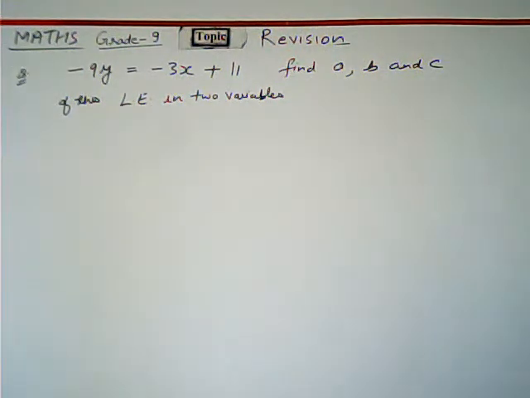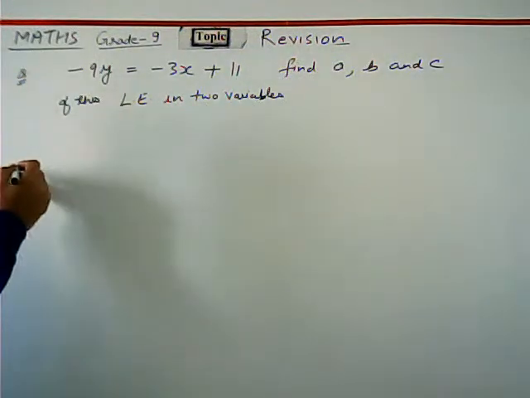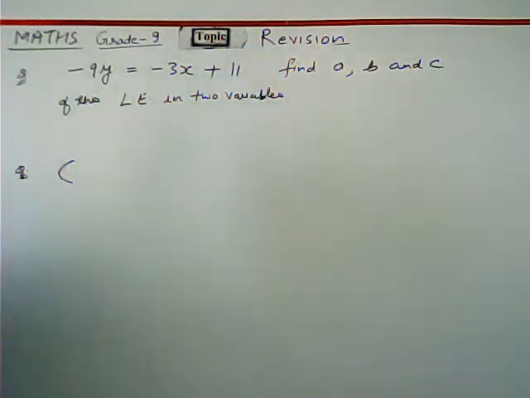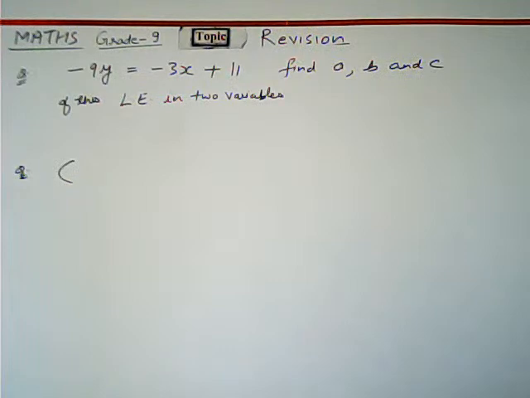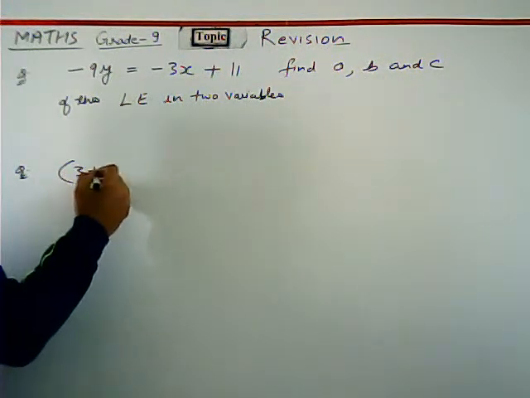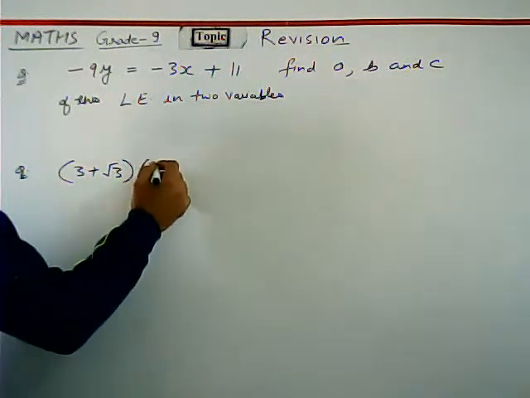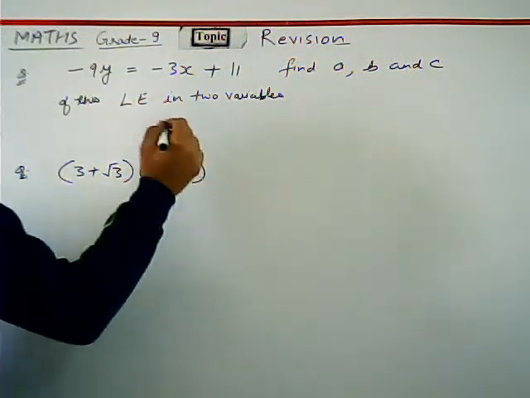So, next question. Multiply: 3 plus under root 3 into 3 minus under root 3.